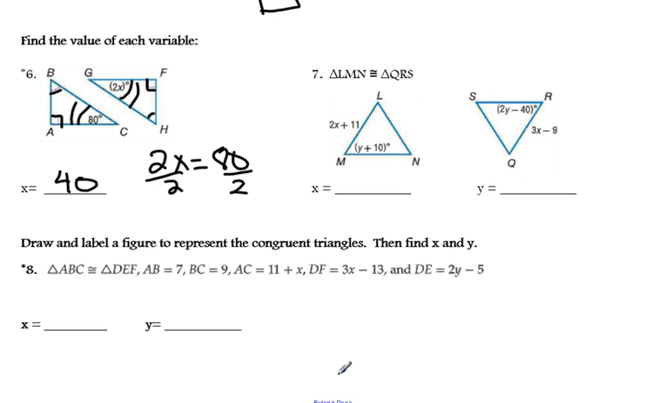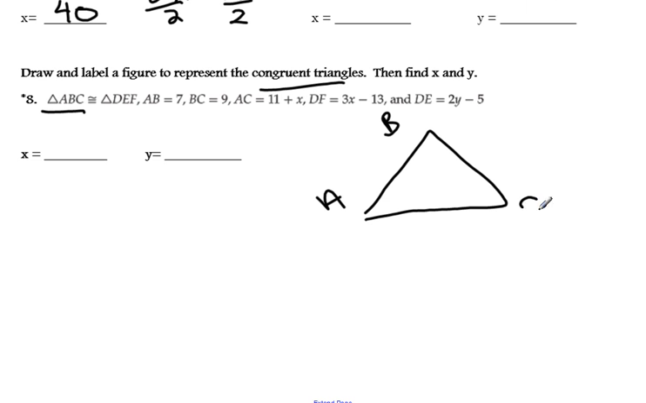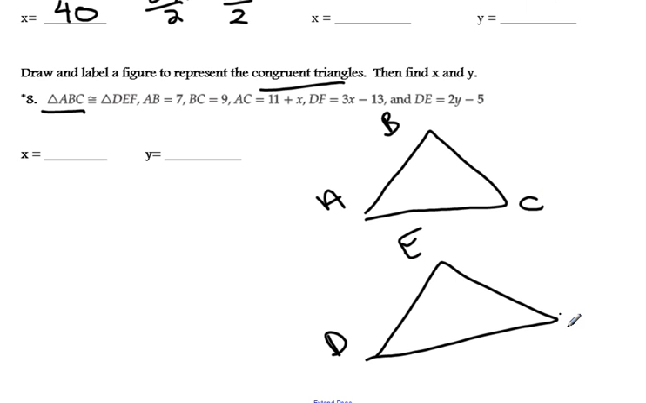Number 8 says to draw and label a figure to represent the congruent triangles and then find x and y. So it says triangle ABC. So I'm going to start with triangle ABC is congruent to triangle DEF. And AB is 7. BC is 9. AC is 11 plus x. DF is 3x minus 13. And DE is 2y minus 5.